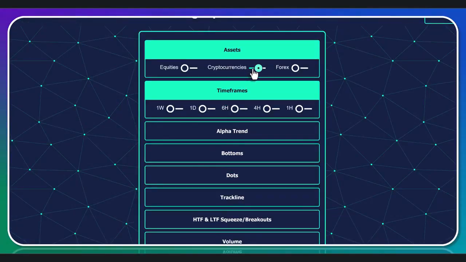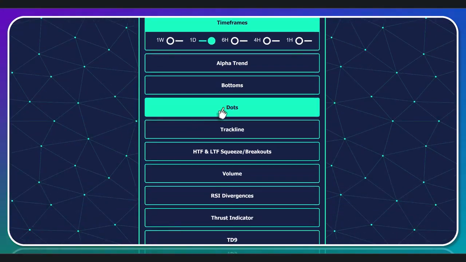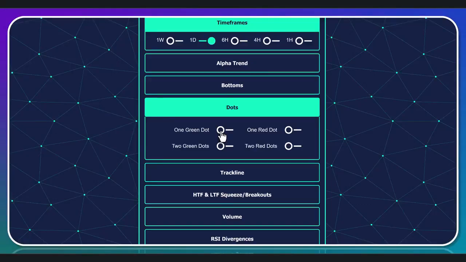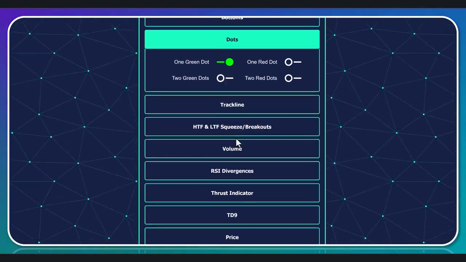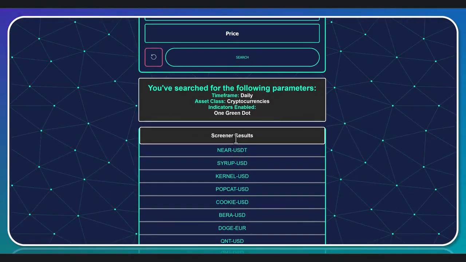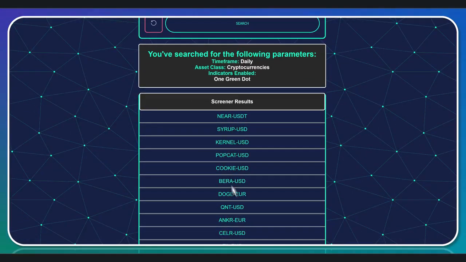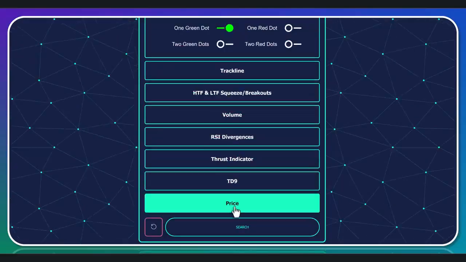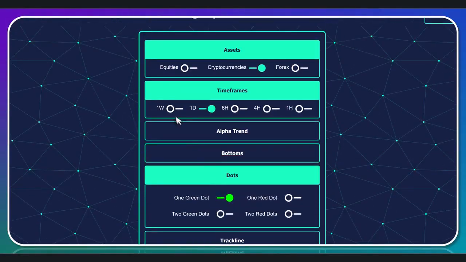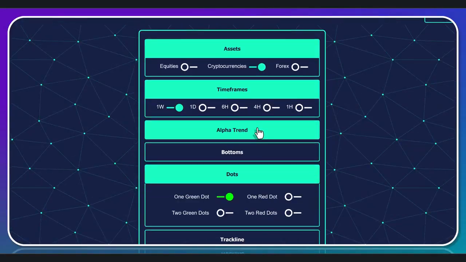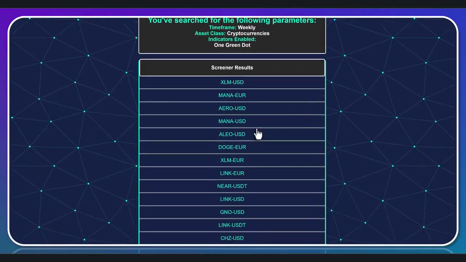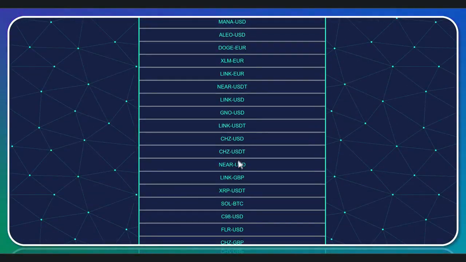But I'll give you something more since you're watching this video. Let's go ahead and look for some cryptocurrencies. Now let's look at the daily time frame. And let's just look for assets that are now printing just one green dot. We should look for that on the weekly because I bet there's quite a few here. Let's look for something that is really showing market strength on a higher time frame. There shouldn't be too many of those right now, so they should be market leaders. And here they are.